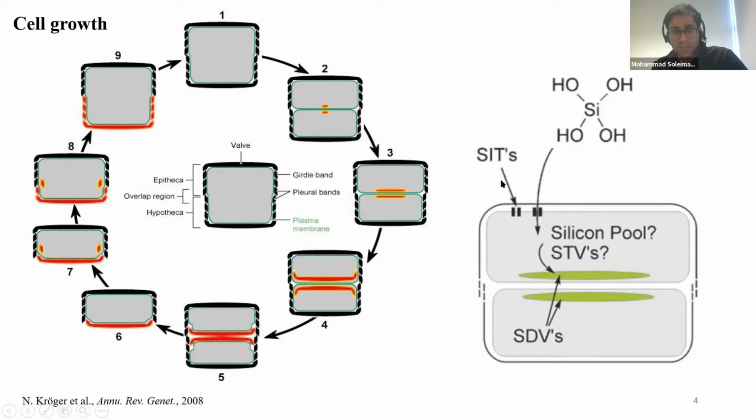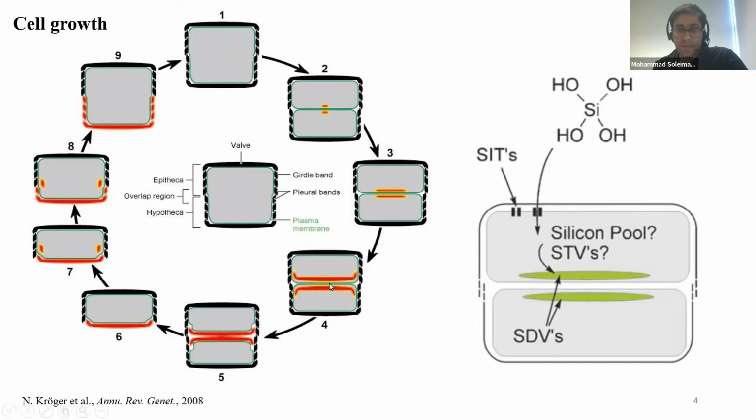After taking up the silicic acid, the organism transfers the silicic acid to a specific compartment known as the silica deposition vesicle. Inside the silica deposition vesicle, which has its own membrane, the condensation and the polymerization of the silica takes place, and finally the silica structure is formed.